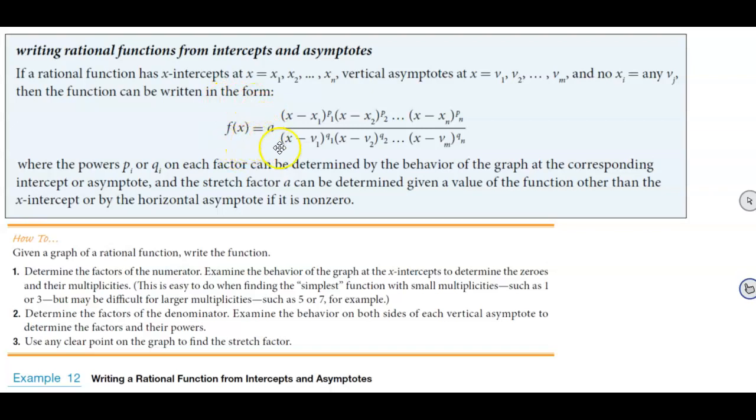F of x is equal to a. You have your numerator where your x-intercepts are located, and in your denominator you have your vertical asymptotes, where the powers p or q on each factor can be determined by the behavior of the graph at the corresponding intercept or asymptote, and the stretch factor of a can be determined given a value of the function other than the x-intercept or the horizontal asymptote if it is non-zero.